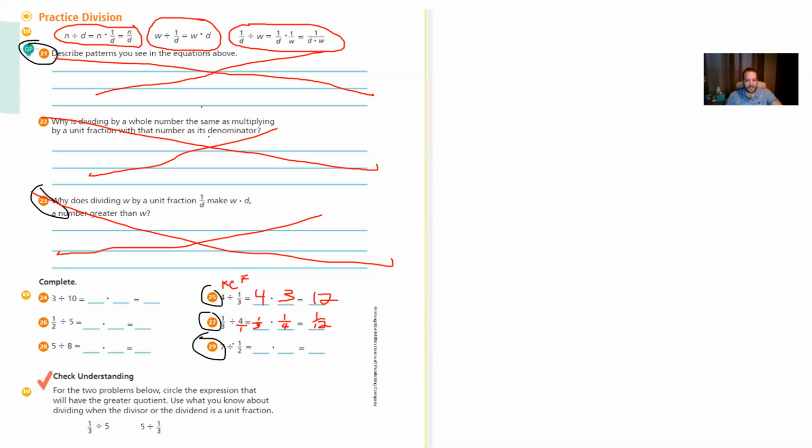Okay. And then 7 is your keep. Change from division to multiplication. And then flip from 1/2 to 2. That answer is 14. And that's what I got for you right now.